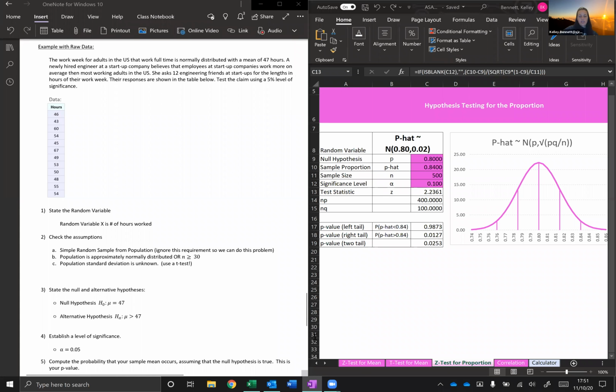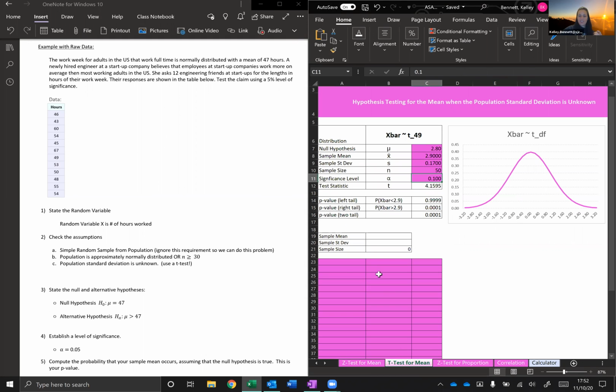We are testing for the mean, right? So that's either going to be a z-test for the mean or a t-test for the mean. Since we don't have our population standard deviation, we're going to use a t-test for the mean. We don't have the population standard deviation.